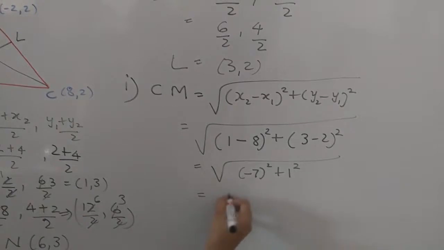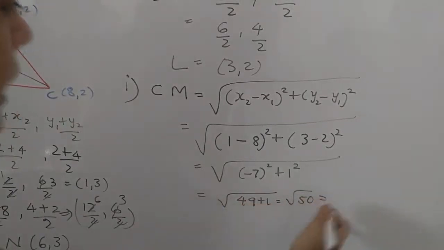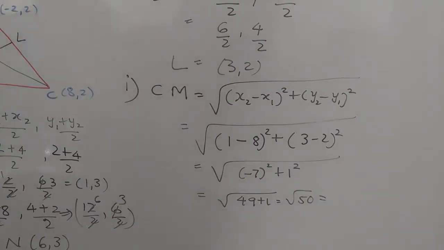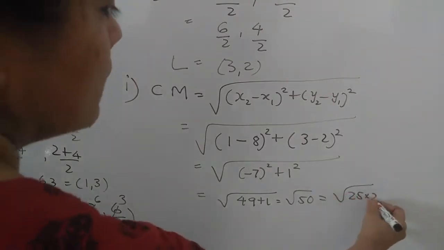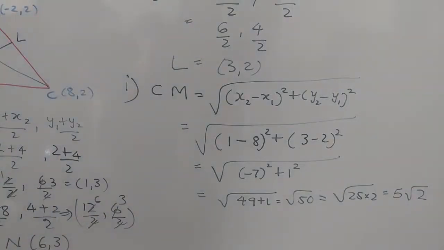Now squaring, I get 49 plus 1, that will be the square root of 50. And if you take 50 as 25 times 2, it will be 5 root 2. So this is the first length we found, that is CM, our first answer, which is on the side AB. Now let us continue with the second, the median to side AC. For side AC there is BL.